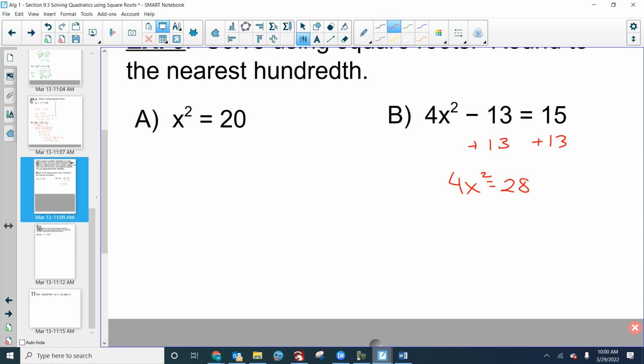Next step, should I divide by 4 or should I take the square root? Good. Do you see how exponents are actually done last because we're solving for x? Right? Do you understand now? We're unwrapping it, going backwards. Divide by 4. x squared equals 7. Square root both sides. x equals plus or minus the square root of 7, which is 2.65. Positive 2.65 and negative 2.65. Make sense now?